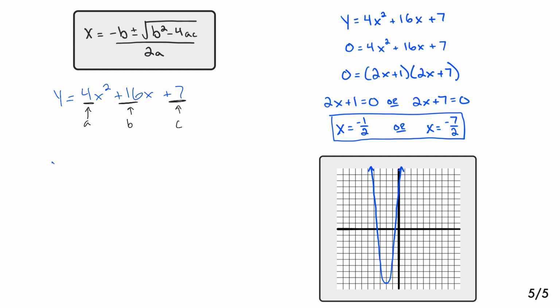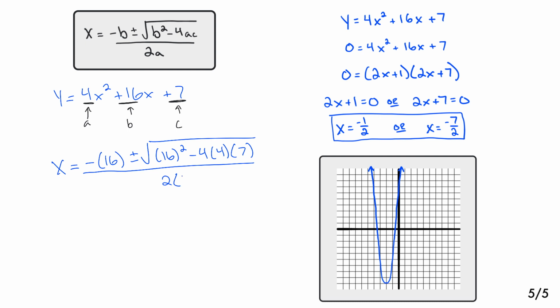Therefore, according to the quadratic formula, x is going to be equal to negative, the b value is 16, plus or minus the square root of the b value, which is 16 squared, minus 4 times the a value of 4 times the c value of 7. All of this is divided by 2 times the a value of 4.